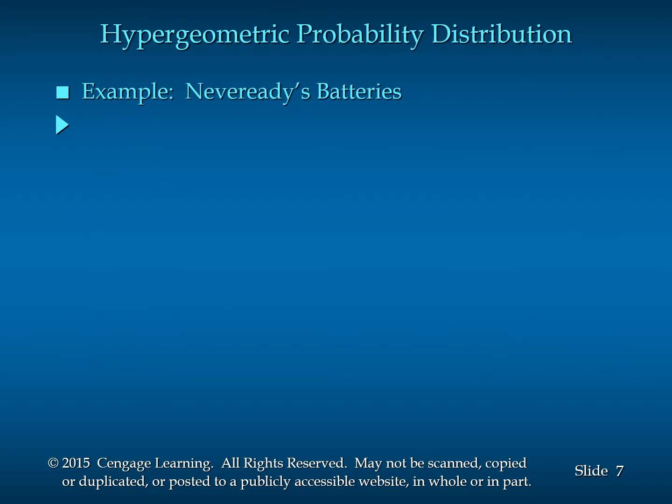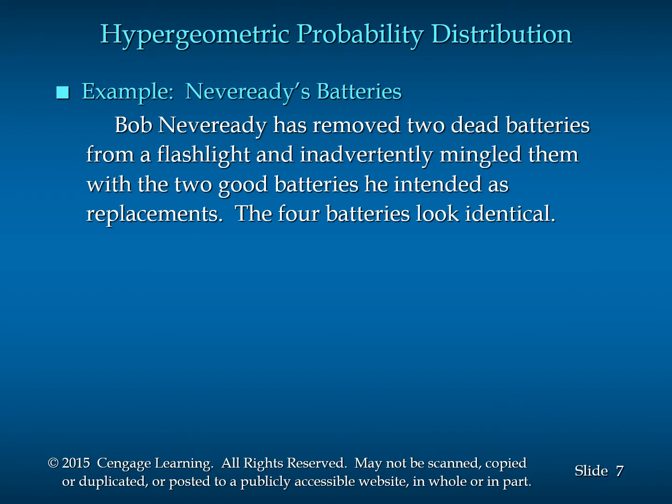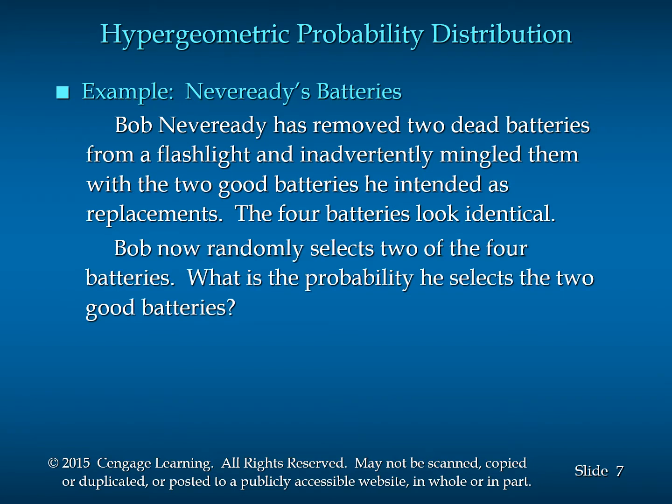Now, for an example, using simple input values, something we may all have experienced when we mix up some good and bad items. In this case, capital N equals 4 batteries total on the table. r equals 2 of the 4 which are good. We select small n equals 2 without replacement, and we're interested in knowing if x equals 2 are good.